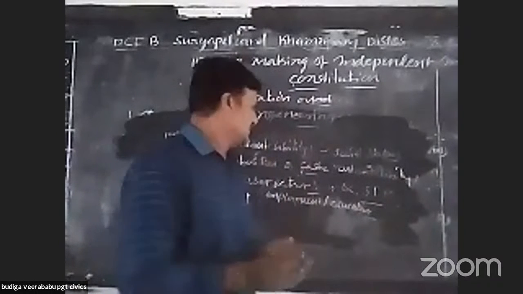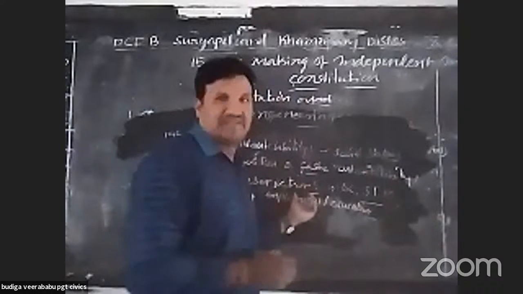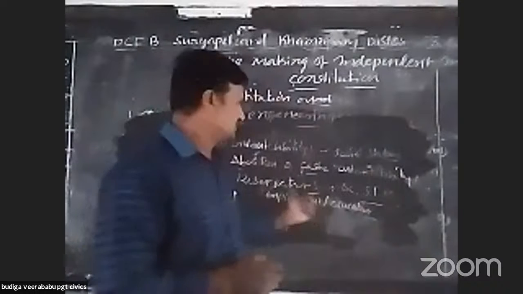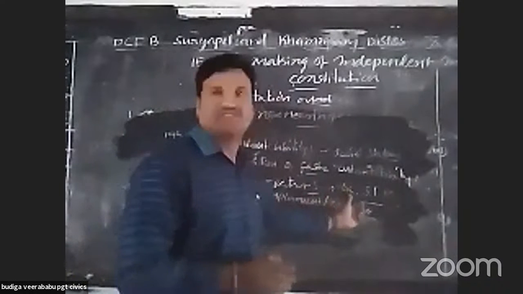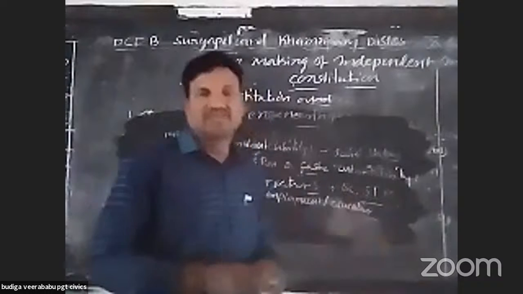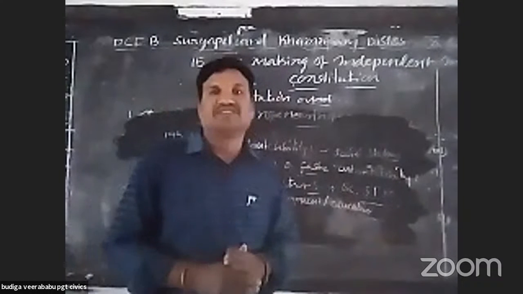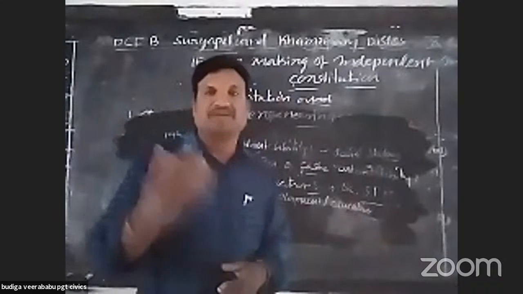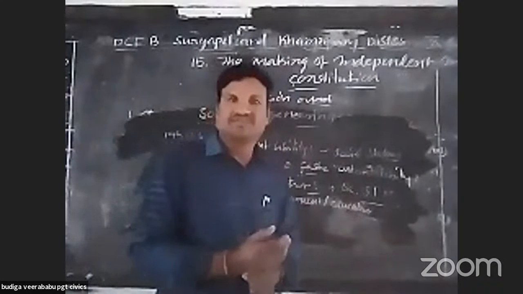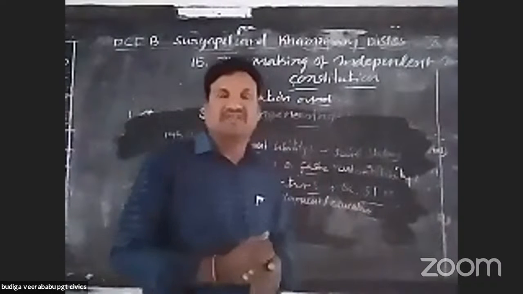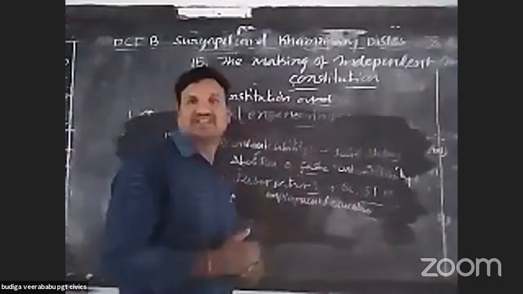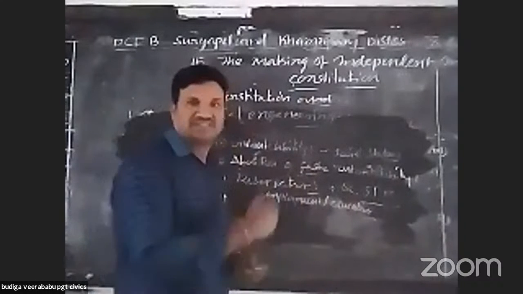So in that, creating reservations is also for social justice. The sections of people, those who are the Scheduled Castes and Scheduled Tribes, had no opportunities to develop in education, to develop in employment, and to develop in social status also. That's why the constituent members strongly decided to give provisions for reservation for these people. That's why they mentioned reservations for some sections of people.